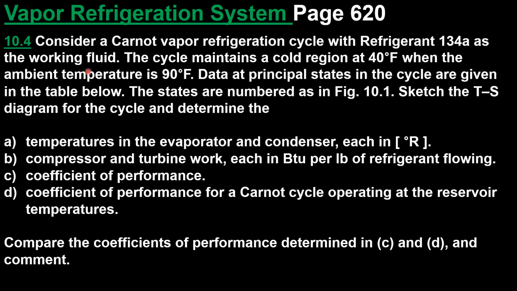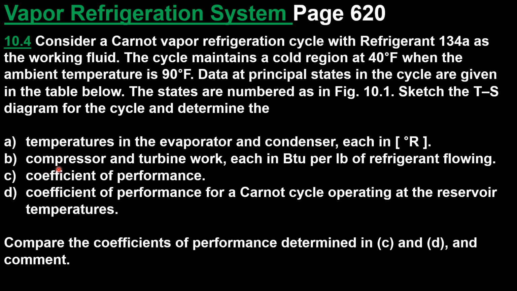The states in the cycle are given in the table. The states are numbered as in figure 10.1, which I will show. Sketch the temperature entropy diagram for the cycle and determine (a) the temperatures in the evaporator and condenser, each in degrees Rankine. So we already have the temperatures in degrees Fahrenheit.